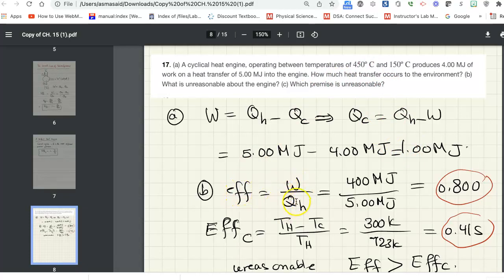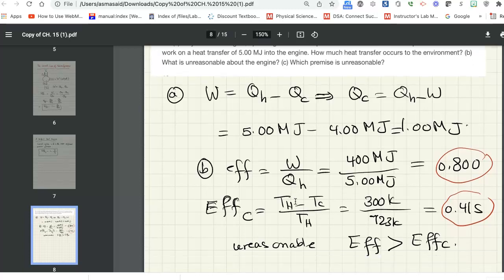It is the work, like for any regular engine, W divided by Q hot, and that is going to be 400 megajoules divided by 5. Oh, I'm sorry, this is not 500. This is 4. Only 4. I barely, with my glasses, can see the decimal. This is 4.00 megajoules divided by 5 megajoules, and that is going to be 0.8.